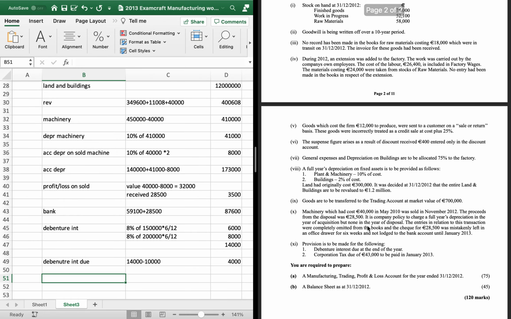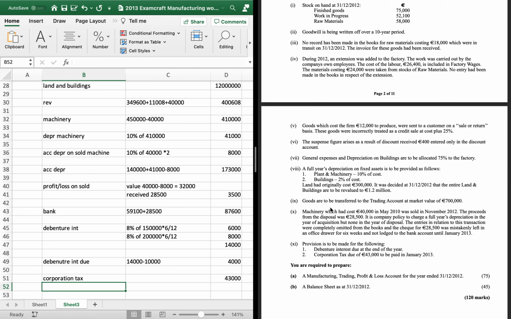And then it asks us to work out corporation tax, so just make a note of that, right? The corporation tax is 43,000 and it's due, which makes it also a current liability.